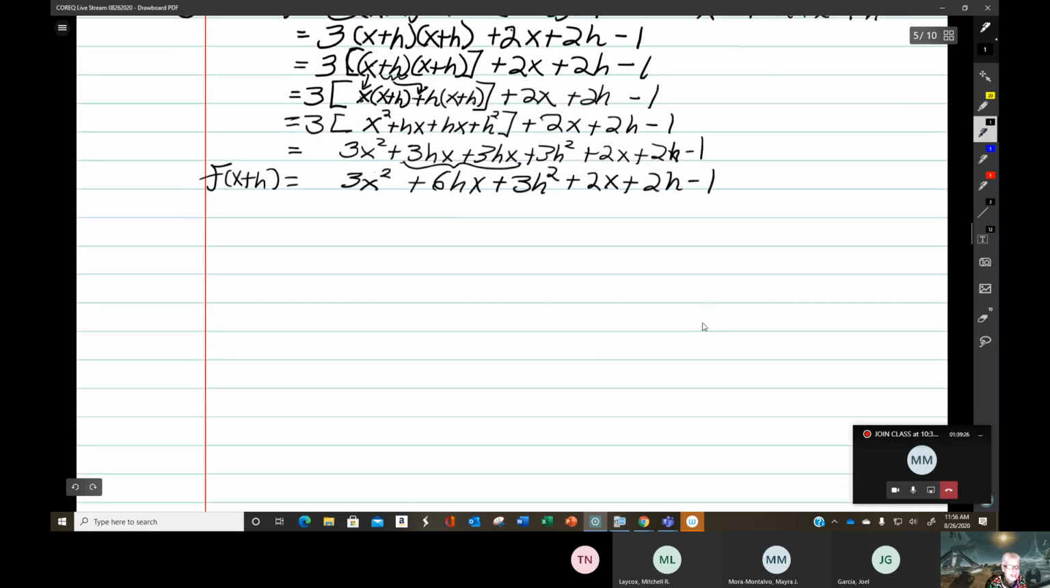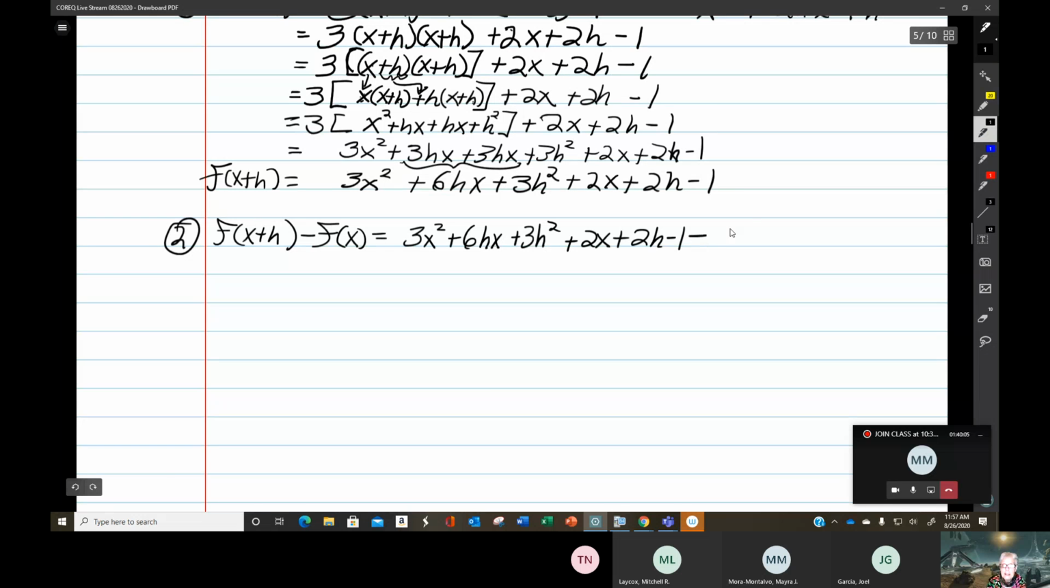Mine is. Number 2, now the next step is to take f of x plus h, and now we know what that is, it's this thing, and then subtract f of x, the original f of x. So we're going to have 3x squared plus 6hx plus 3h squared plus 2x plus 2h minus 1 minus, in parentheses, 3x squared plus 2x minus 1.